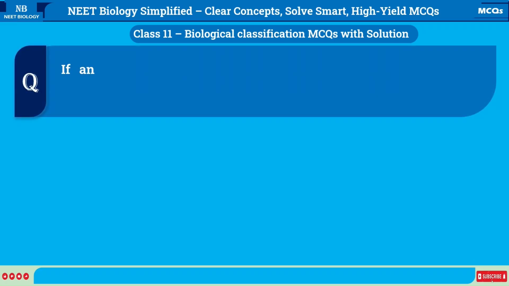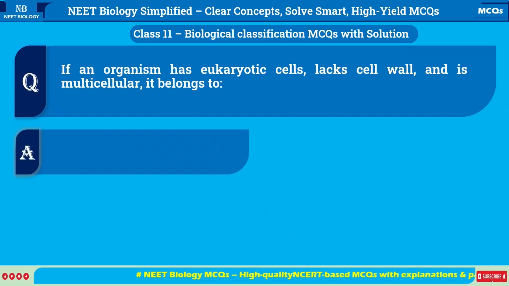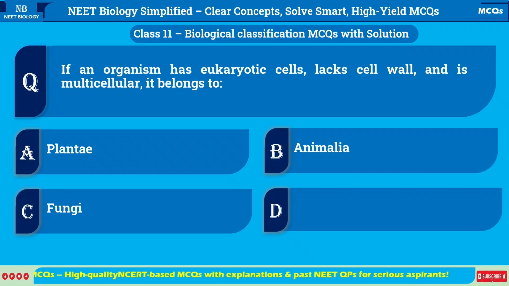If an organism has eukaryotic cells, lacks cell wall, and is multicellular, it belongs to: A, Plantae. B, Animalia. C, Fungi. D, Protista.